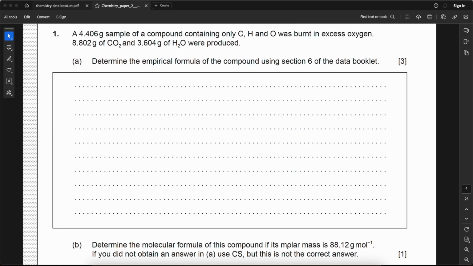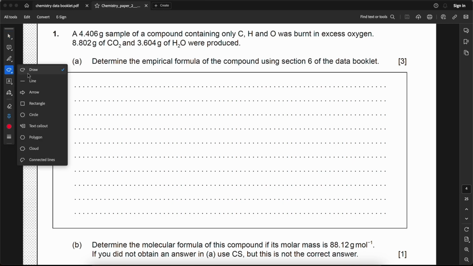A. A 4.406 gram sample of a compound containing only C, H, and O was burned in excess oxygen. 8.802 gram of CO2 and 3.604 gram of H2O were produced. Determine the empirical formula of the compound. First, we need to find the mass of carbon and hydrogen, and we can calculate the mass of oxygen, and then we can check the ratio to find the empirical formula.